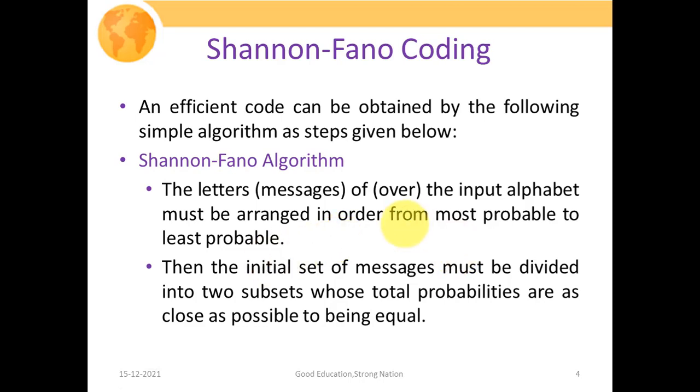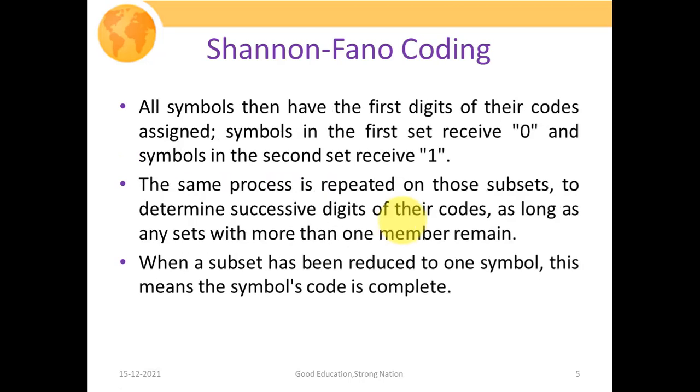Then the initial set of messages must be divided into two subsets whose total probabilities are as close as possible to being equal. Now, when we have arranged the different symbols in decreasing order of probability, we have to make the partition, or divide them into two subsets whose total probabilities are close to each other, or you could say being equal. Then all symbols have the first digit of their codes assigned. Symbols in the first set receive 0 and symbols in the second set receive 1.